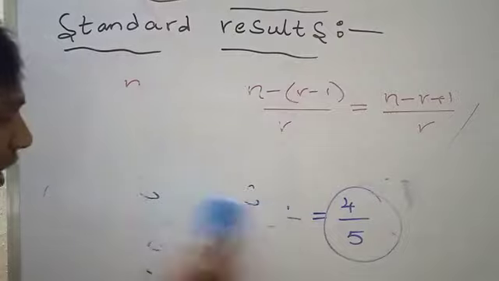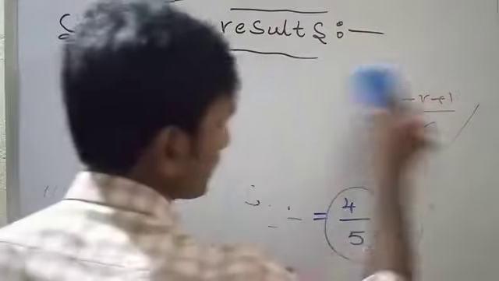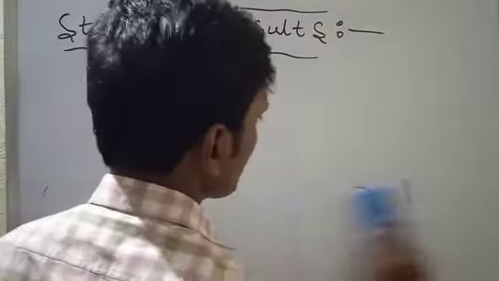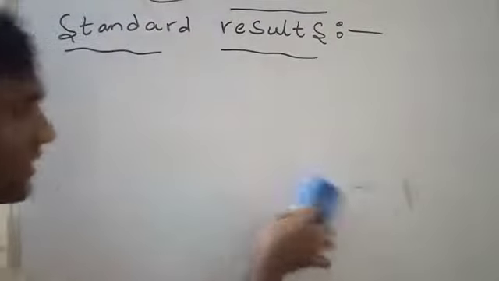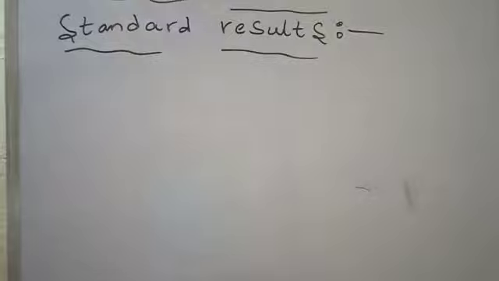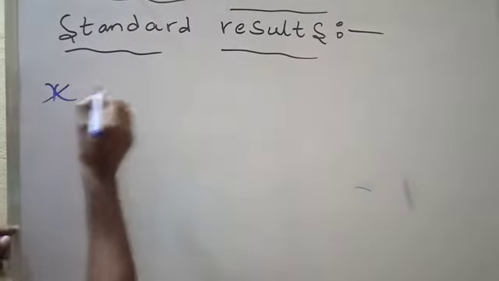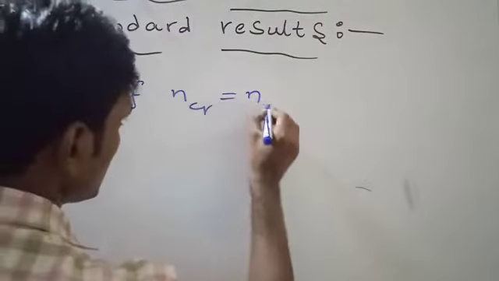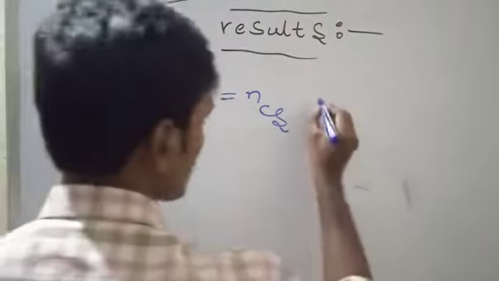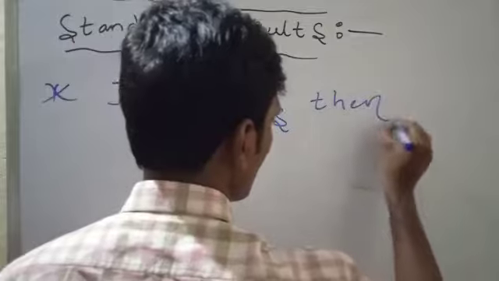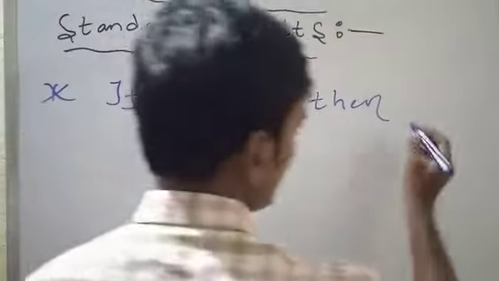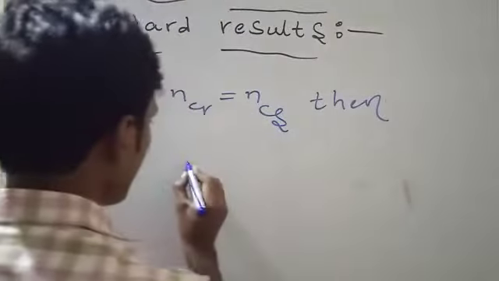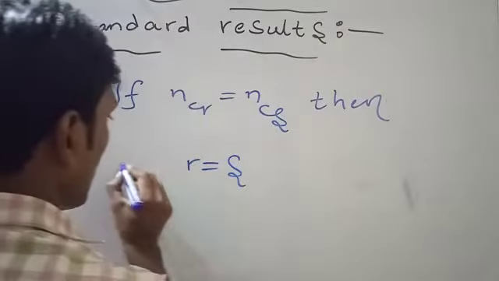Now come to the last standard result of the binomial coefficients. What is the final standard result? If nCr equals nCs, then we have two standard formulas. The first one is R equals S.